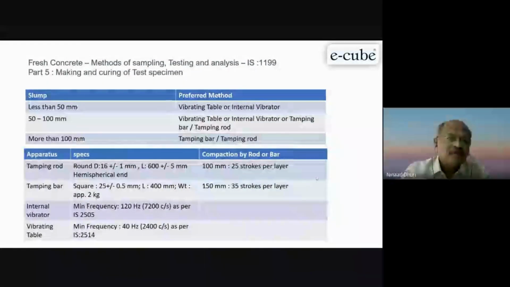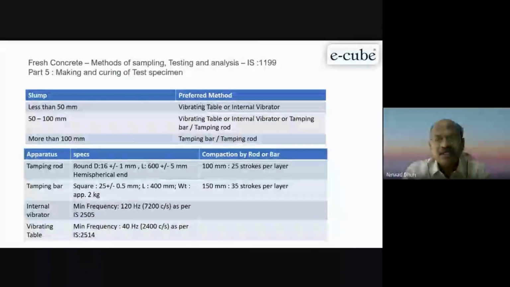Now, making your cubes or test specimens. This is Part 5 there. Earlier it was in IS 516, now it is included in 1199. It gives the slump requirement and the preferred method we have to use. See here, if your slump is more than 100, it is always desirable to go with a tamping rod or tamping bar.